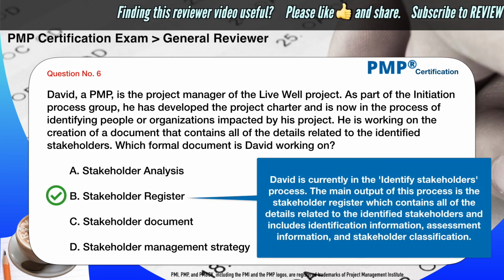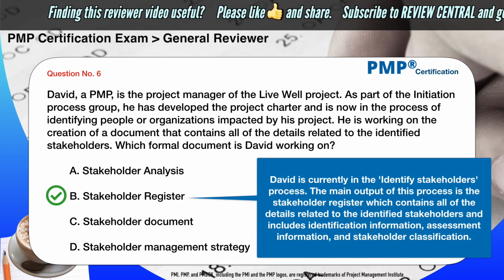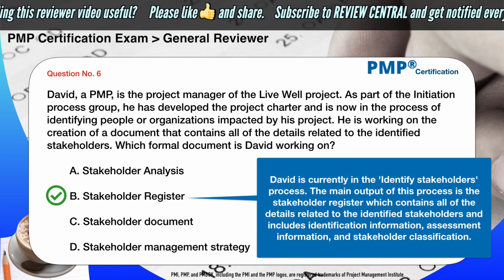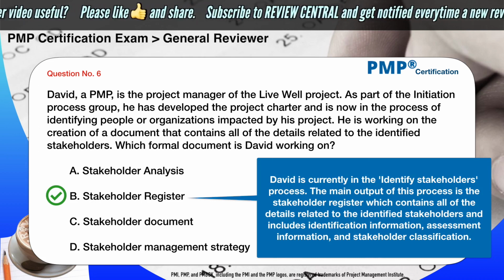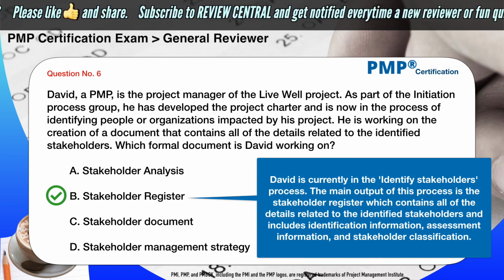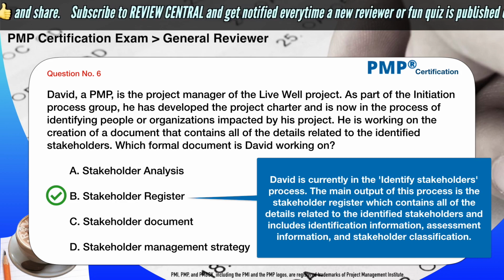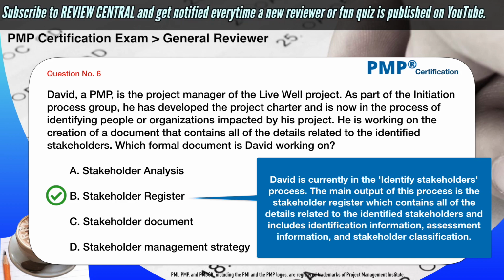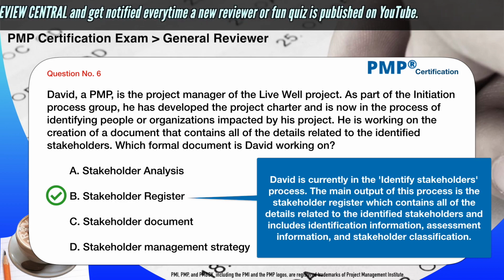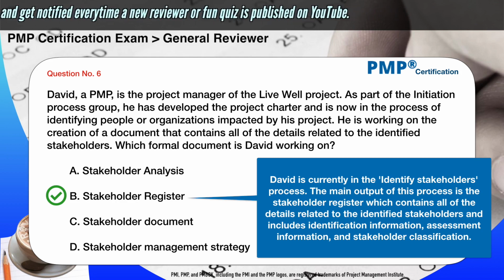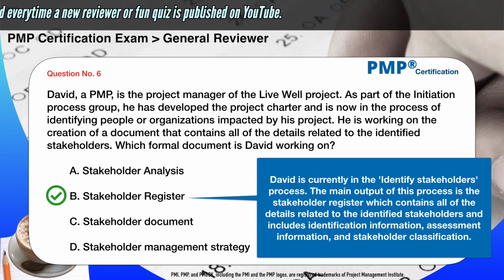The correct answer is B. Stakeholder register. David is currently in the Identify Stakeholders process. The main output of this process is the Stakeholder Register, which contains all of the details related to the identified stakeholders and includes identification information, assessment information, and stakeholder classification.